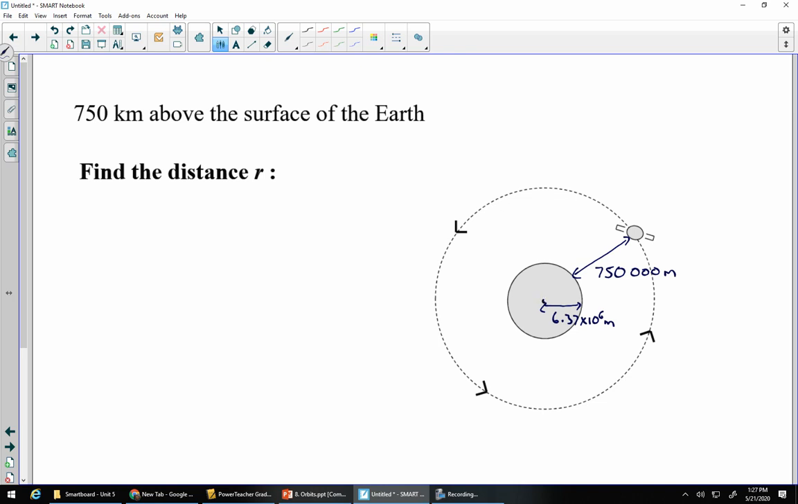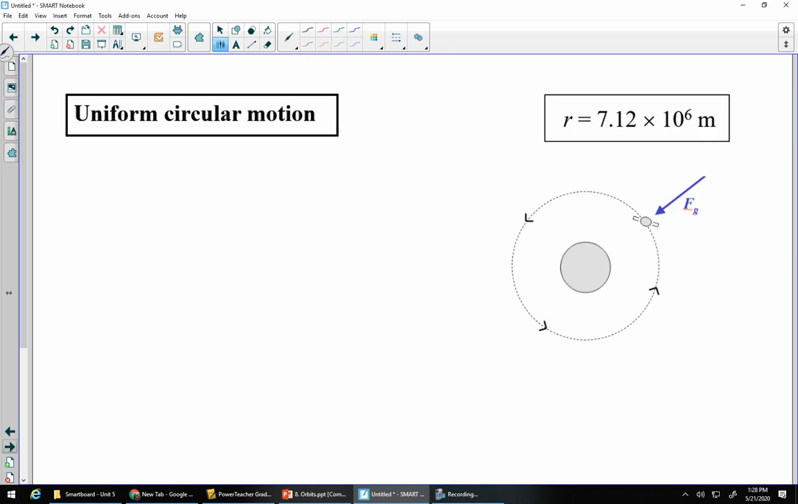And then my orbital radius, r_o, is from the center of the Earth all the way out to where the satellite is. So the orbital radius is just going to be the radius of the Earth plus the distance above the surface of the Earth. Go ahead and plug that in: 750,000 meters plus 6.37 times 10 to the power of 6 meters. I end up with 7.12 times 10 to the power of 6 meters. Cool, so we've got our orbital radius. That's going to be important for this one.